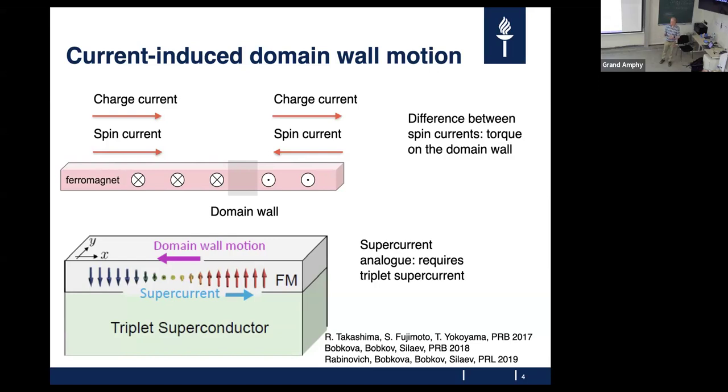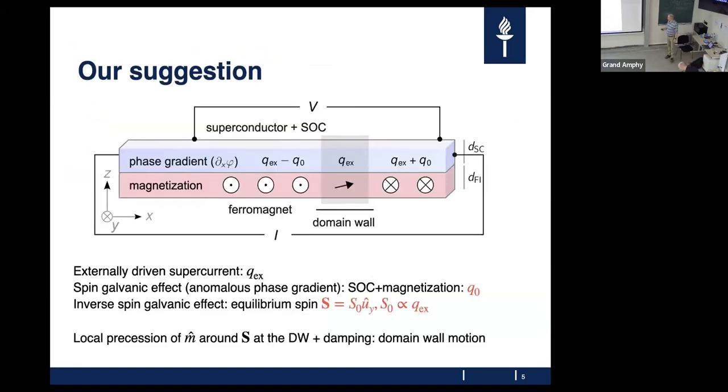People have discussed the possibility of using so-called long-range triplets in proximity setups with non-collinear magnetization. But this also has issues, since it requires a really stable arrangement of this non-collinear magnetization, which is not so simple. Instead of that, we propose to use the so-called inverse spin galvanic effect to create this domain wall motion.